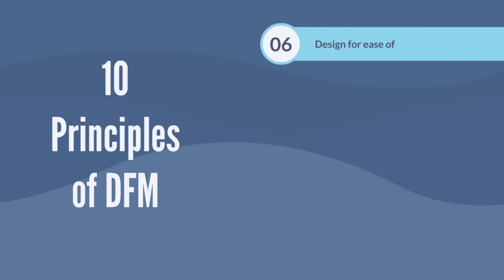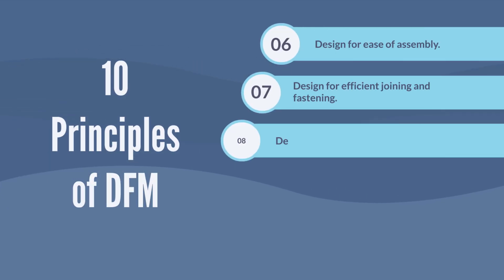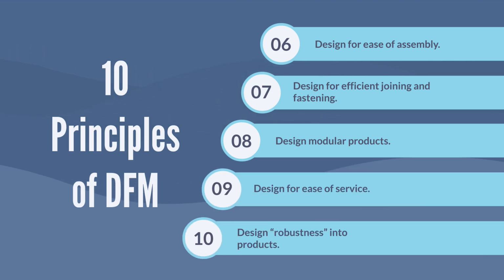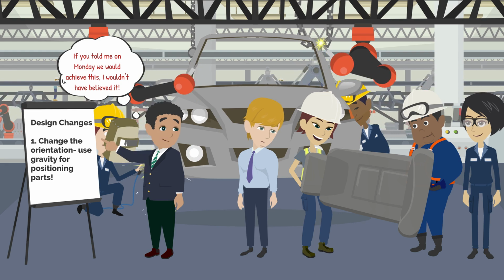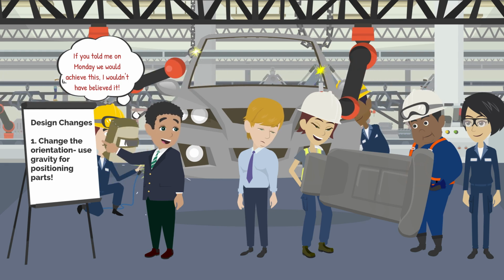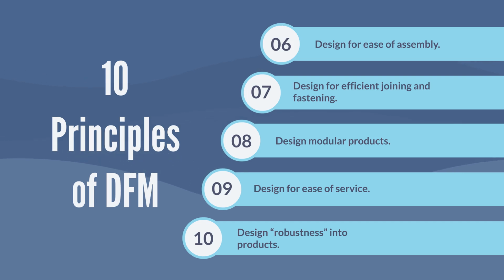Number 6. Design for ease of assembly. Avoid complex orientation and assembly movements in various directions. Assembly should proceed vertically with other parts added on top and positioned with the aid of gravity. Ideally, the product's design should enable assembly to begin with a base component with a large relative mass and a low center of gravity upon which other parts are added.